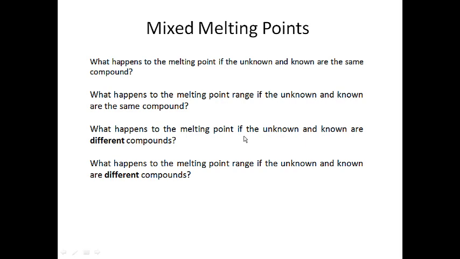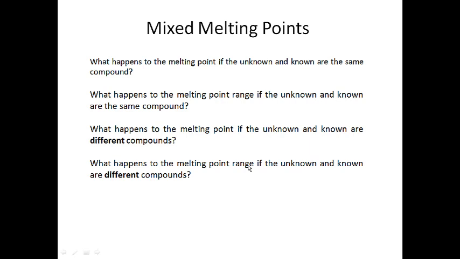What happens to the melting point if the unknown and the known are different compounds? Well, now the known is going to act as an impurity, so you're going to get a lower melting point. And you're going to get what for the range? You're going to get a higher range.